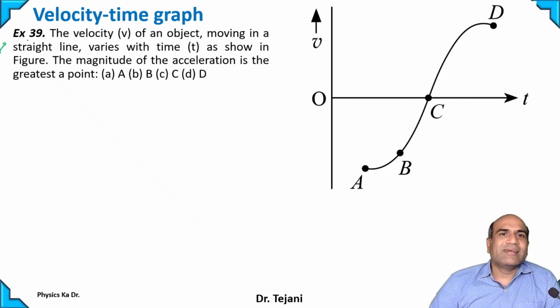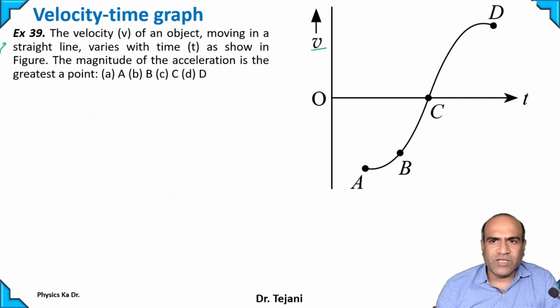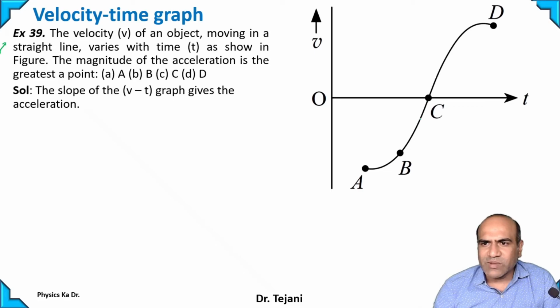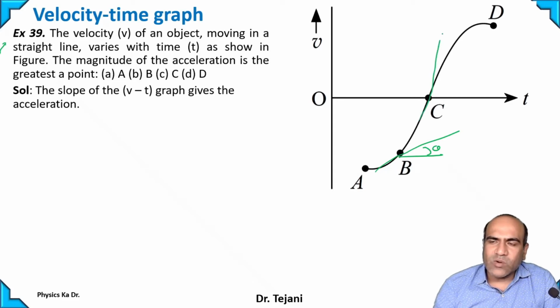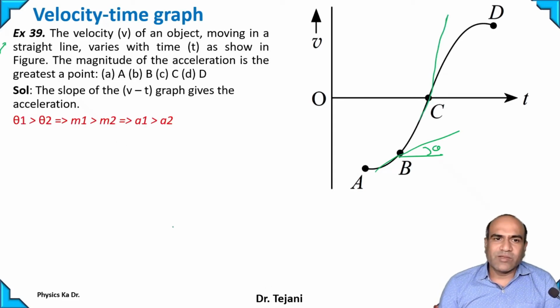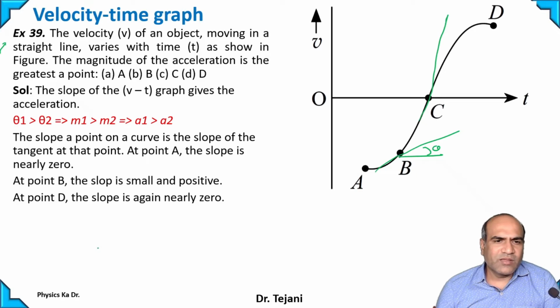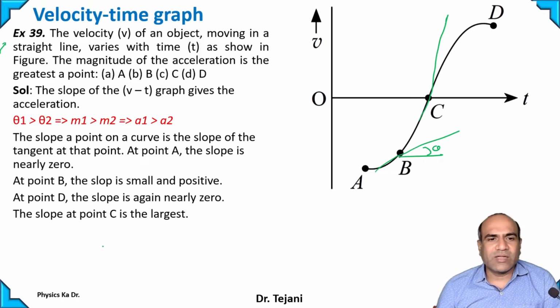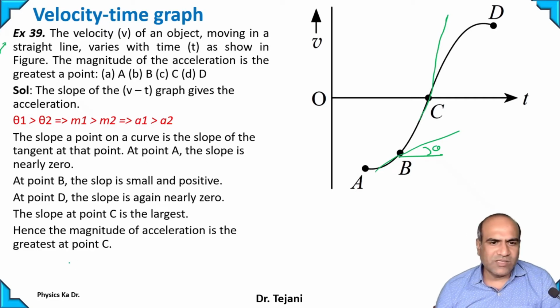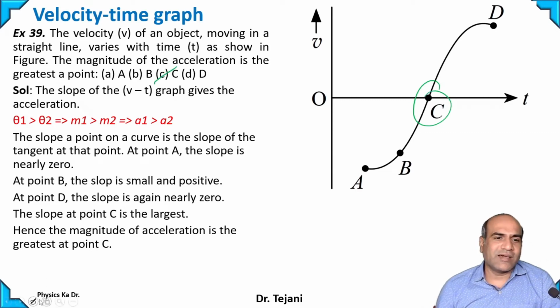One more example. The graph shown in the figure is for the magnitude of the acceleration. So the graph is VT and the slope gives acceleration. Which one is the maximum? You just find the slope. Which slope is maximum? B slope has this one. If you consider the C slope, yeah, C is maximum. If you see, B is having small positive, D is having small negatives. Slope C is largest. Therefore, the answer is C. C is the correct answer.